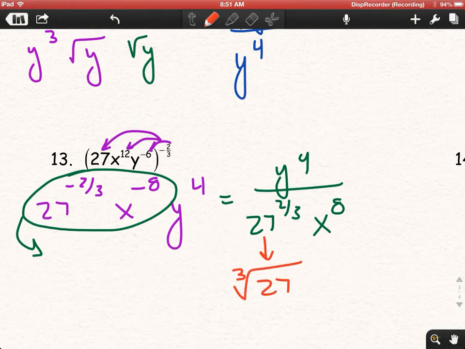Cube root of 27 squared. The cube root of 27 is 3. Square it, you get 9. So y to the 4th over 9, x to the 8th.